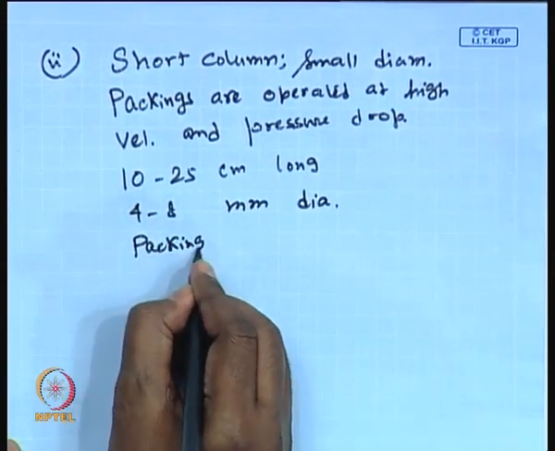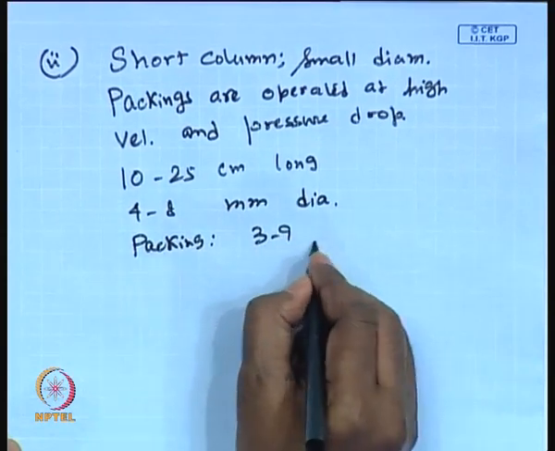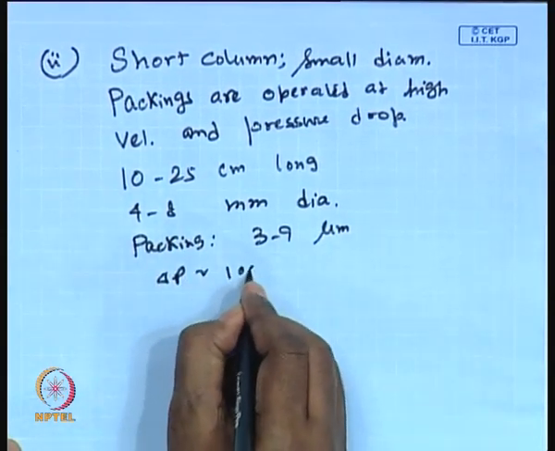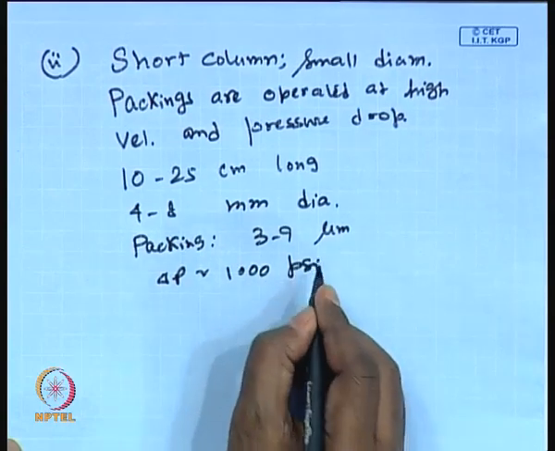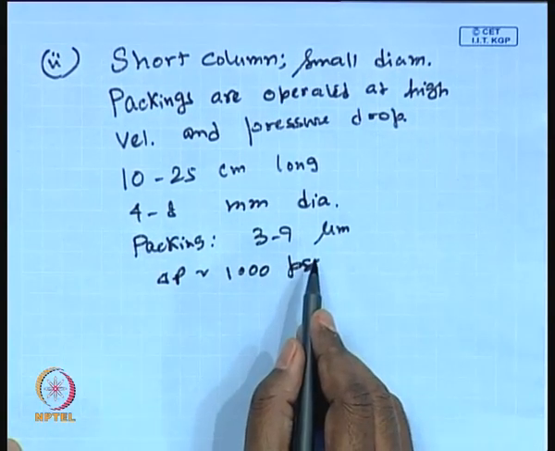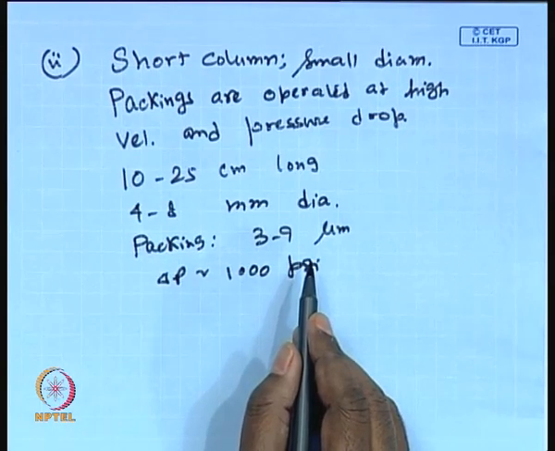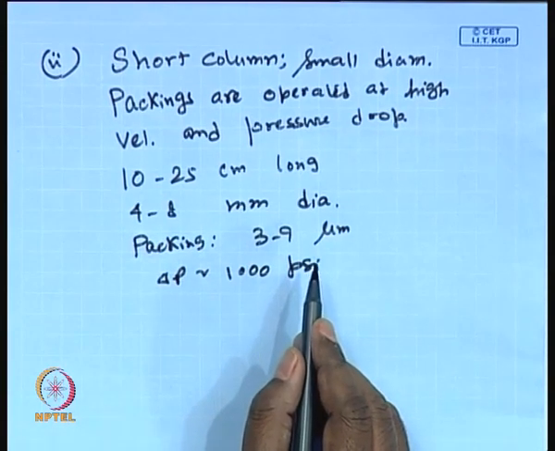Typical packing dimensions are 3 to 9 micron and delta P will be around 1000 psi. You see, since the packing materials are so small in diameter, they form a close packed material within the column. Therefore, in order to effect a flow, you must have a very high pressure drop, and the high pressure drop will be in the order of 1000 psi.